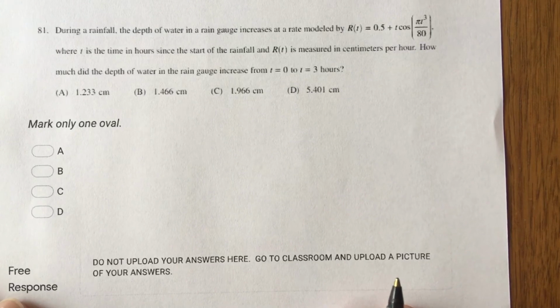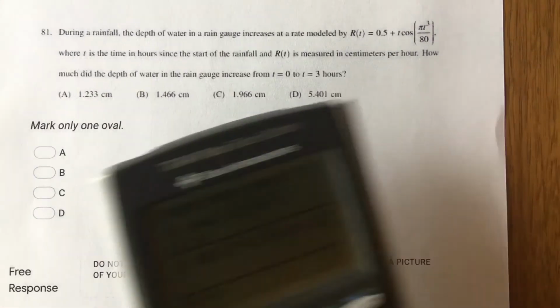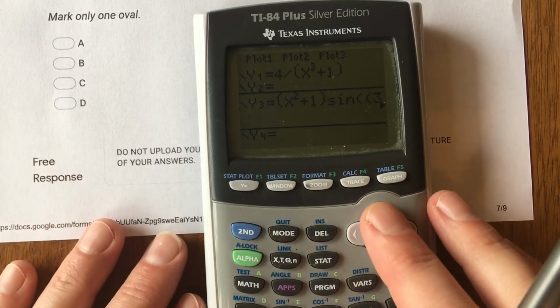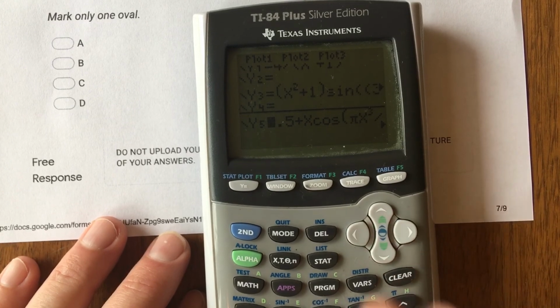All right, and then we've got our final one here, number 9. They give us a rate that rainfall is coming down, and they want to know how much the depth of the water in the rain gauge increased from 0 to 3. So this really is just a basic integration problem. R is the rate, so we're just going to go ahead. I have it already stored here for y5.